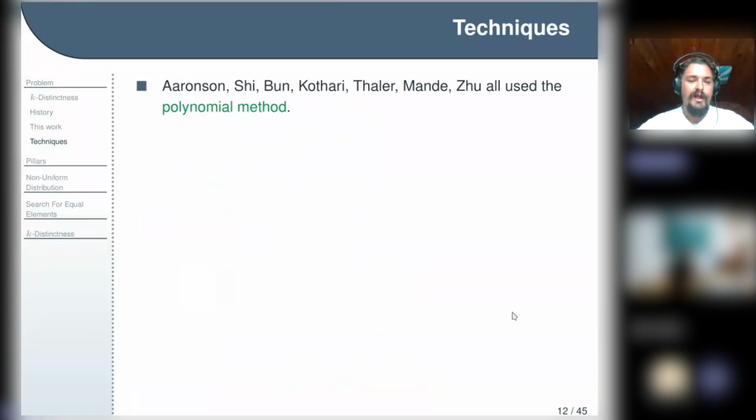Okay, and so let me just explain this framework in a bit more detail. So Iron, Shanxi, Ban, Kothari, Tower, Mande, Zhu, all the papers which are on the lower bound front of this problem, they all use the polynomial method, either directly in the form of Patoury's lemma, or indirectly, like the dual polynomials.